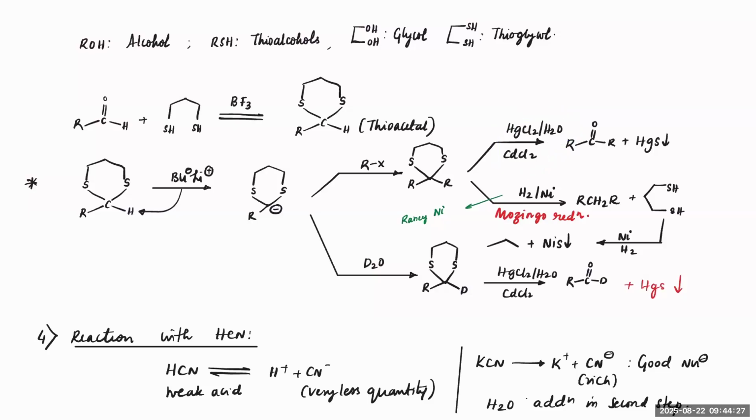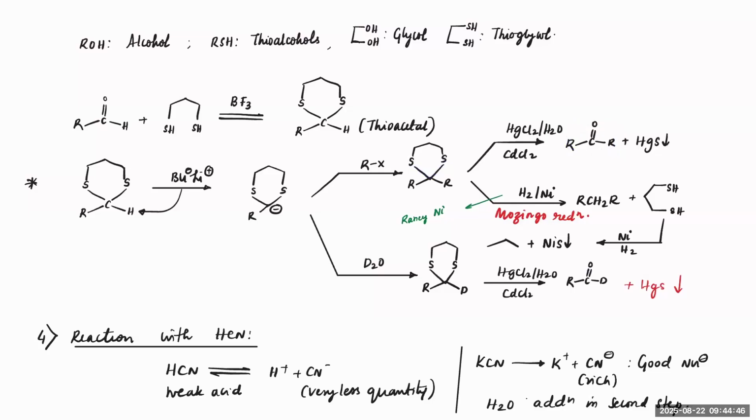And now if I use this with HgCl2 in water or CdCl2, cadmium chloride or HgCl2, then Hg will take away all the sulfurs here, convert into HgS precipitate, and this part will get hydrolyzed and convert into OH and OH, which is unstable, to convert into keto form.